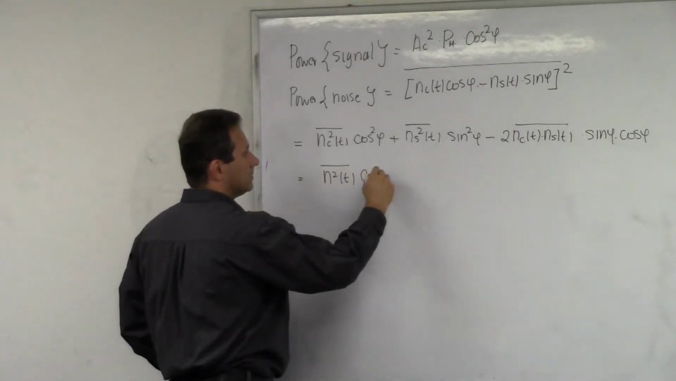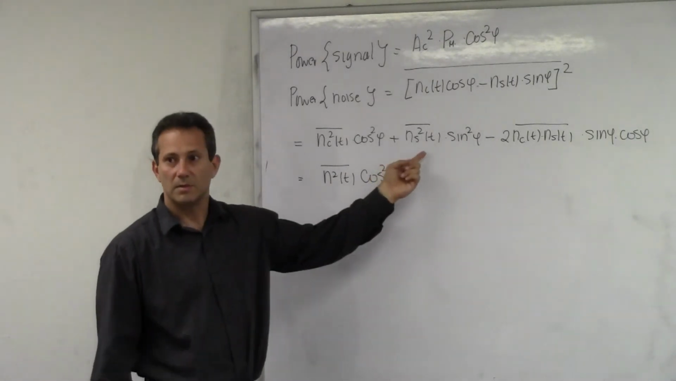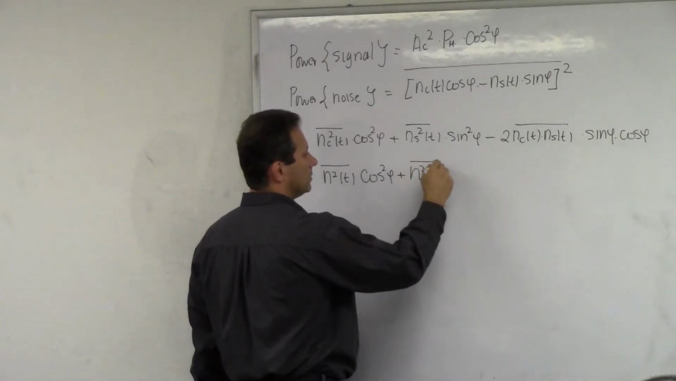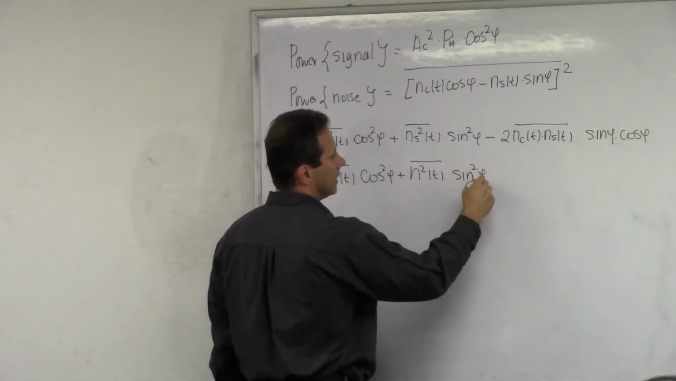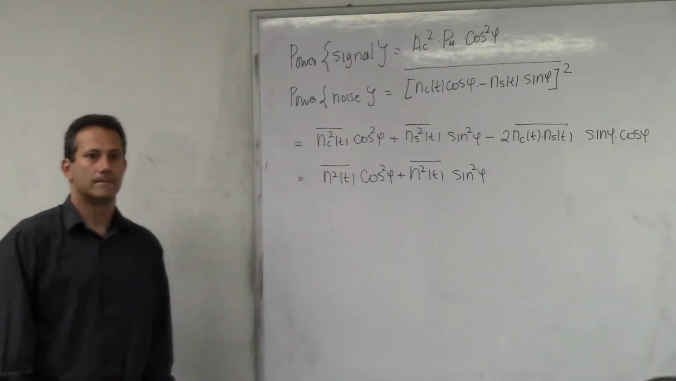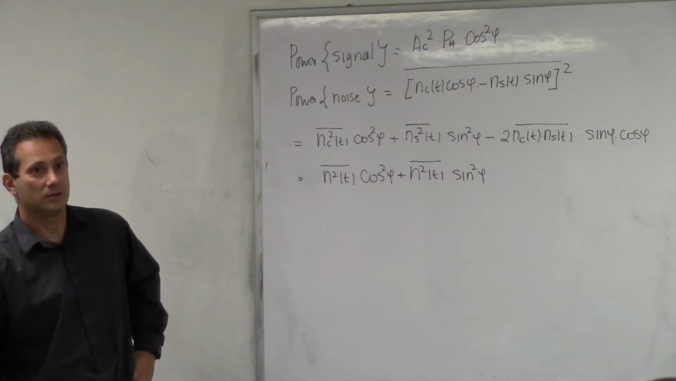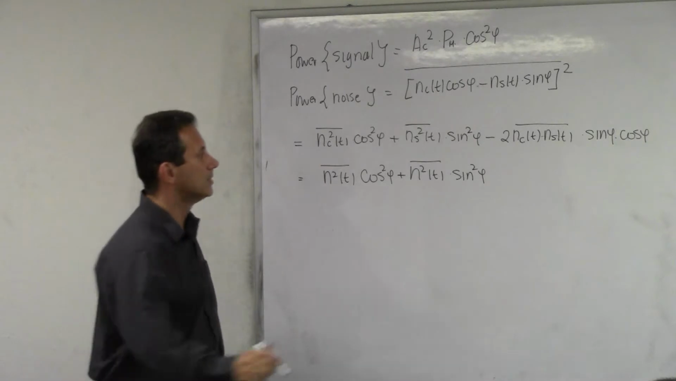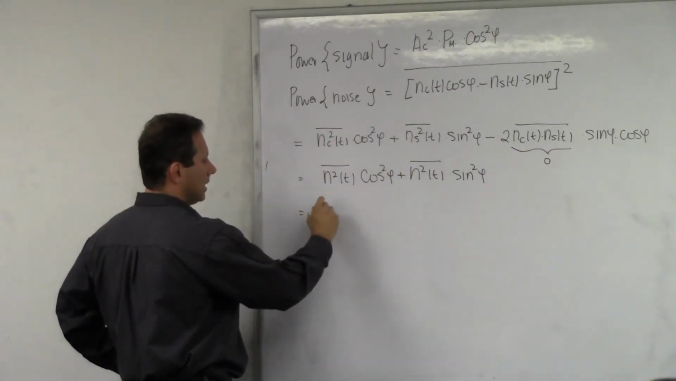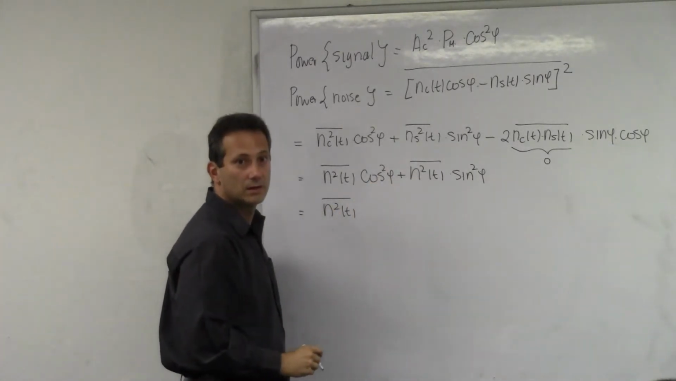Now cosine squared phi. What's the power of this one? The same as the power of the noise, n squared. So I'm just going to write it as n squared of t averaged over time times sine squared phi. What is the average of this cross term? 0. These two processes are uncorrelated, so if you multiply them and average them over time, it's 0. So this thing is 0. Now, this is n squared of t times cosine squared plus sine squared, which is 1.